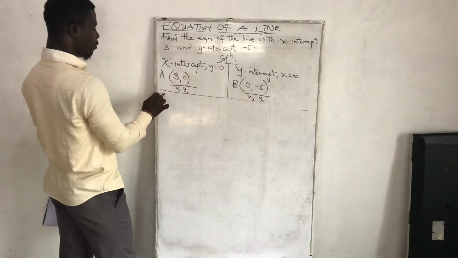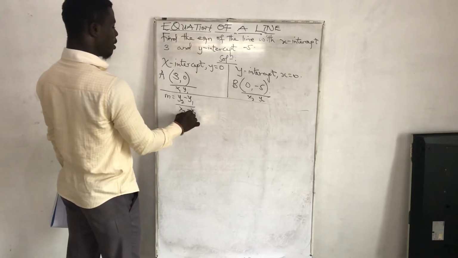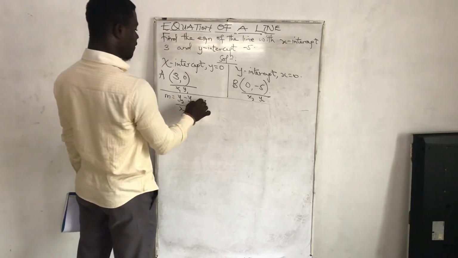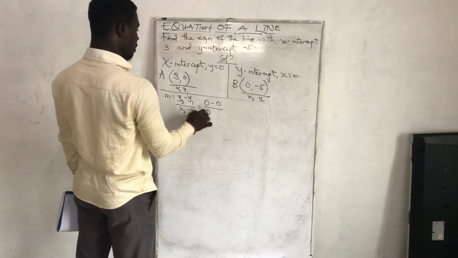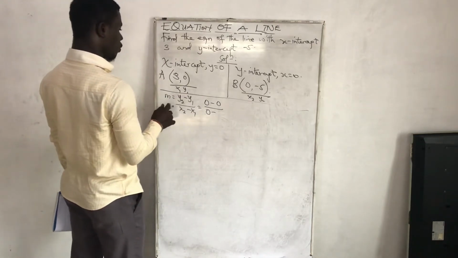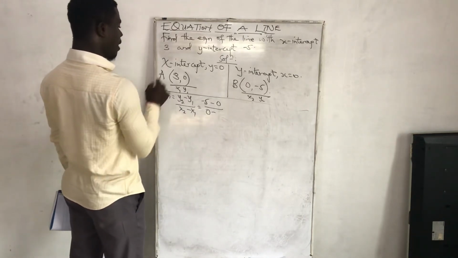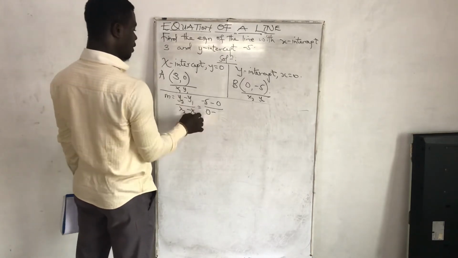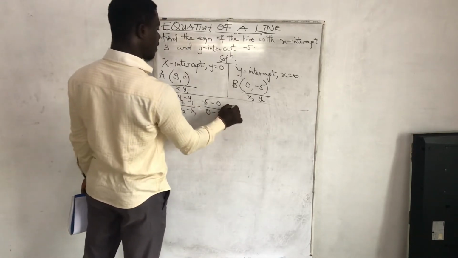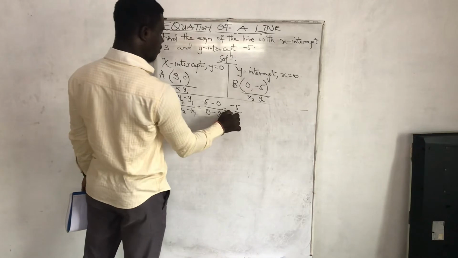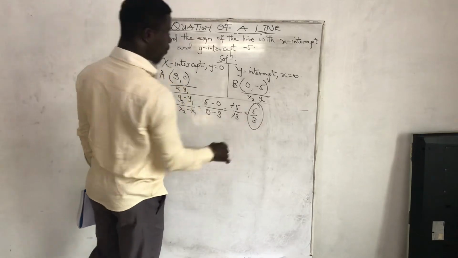Now finding the gradient, you know that m equals y2 minus y1, all over x2 minus what? x1. So our y2, which is -5, minus our y1, which is 0, all over our x2, which is 0, minus our x1, which is 3. So I get -5 minus 0, which is -5, all over 0 minus 3, which is -3. So this one cancels, then I get 5 over 3, which is a positive gradient.